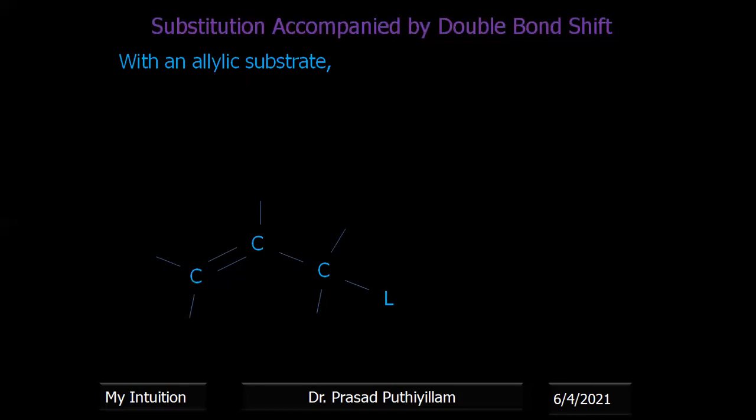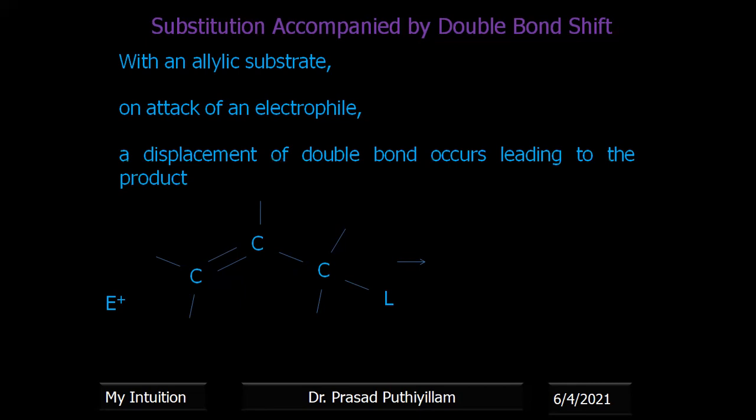The substrate has a leaving group, L, and a substitution reaction takes place by attack of an electrophile, represented as E plus. E plus attacks this allylic substrate, so displacement of the double bond occurs, leading to the product. Here E plus means the electrophile, which has electron deficiency, and the C double bond, the pi bond, is formed by sidewise overlapping, which is a weaker bond, and there is more electron density between these two carbons. This electron density can be given to the electrophile, and it forms a bond with that.